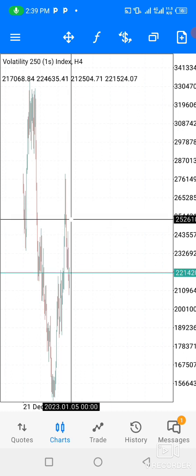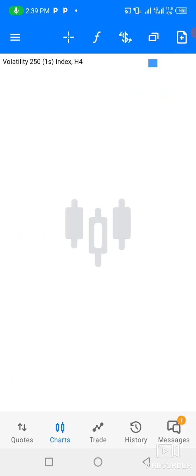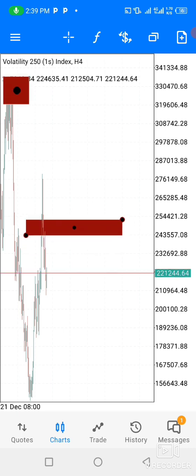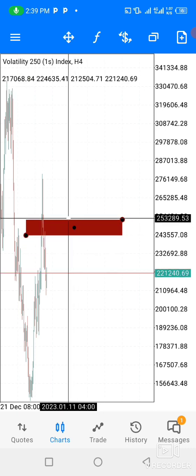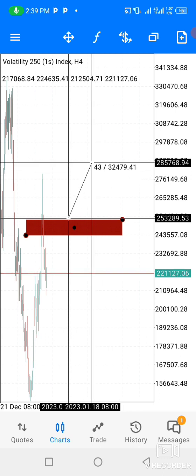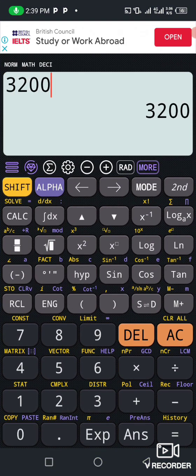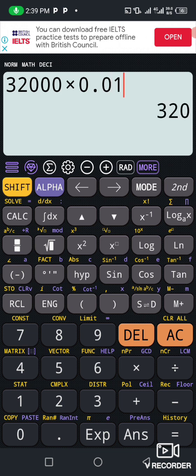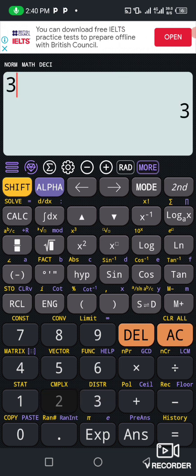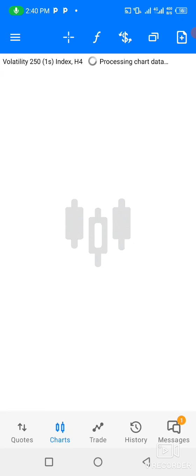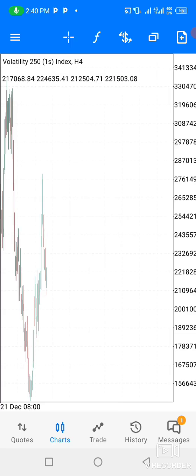near the midpoint of this part, somewhere here. If you place the order here, then you'll be afraid of that 2,000 pips plus. In other words, you can easily risk 0.01, that is $320, on a $500 account and hold this trade, hold it for long.